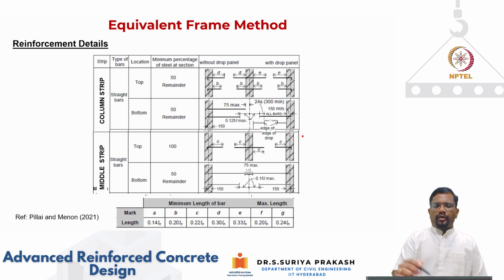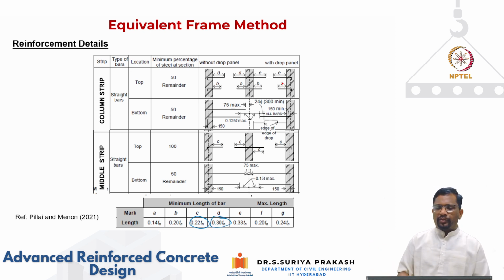Okay, so the code gives you some guidelines on the minimum percentage of steel that I need to put at the top and bottom locations. That is given as a fraction of your Ln, the clear span over which it is acting.